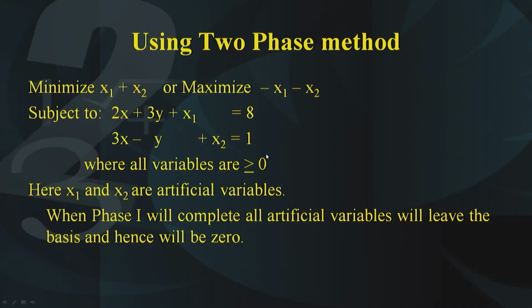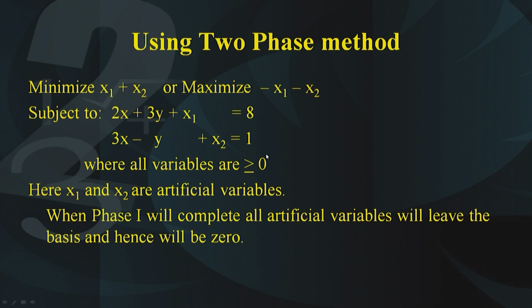So, let us see what happens if we use the two phase method. We will minimize the sum of the artificial variables that have to be introduced into both these equations. In the first equation we will add an artificial variable x3, and in the second equation we will add an artificial variable x4. This means that now we have a 4 variable problem and all the variables should be greater than or equal to 0, and x3 and x4 are the two artificial variables.